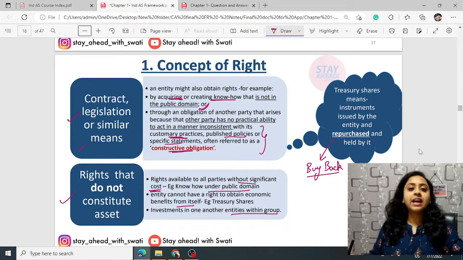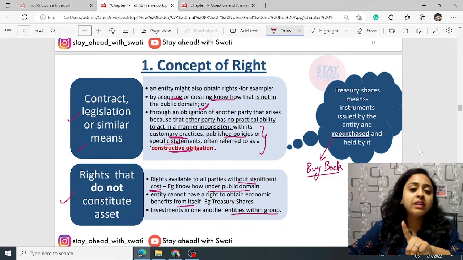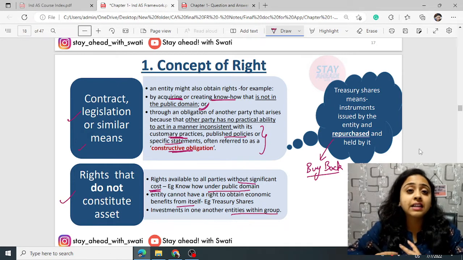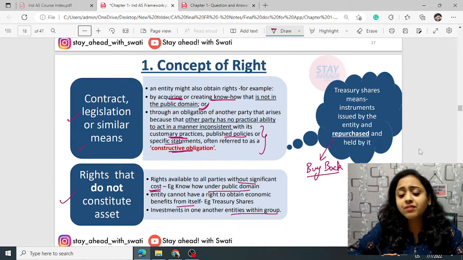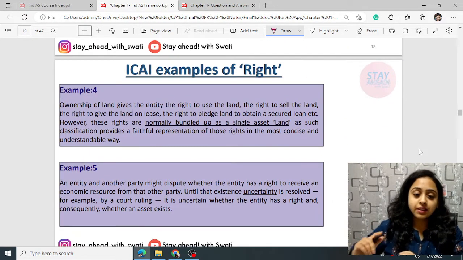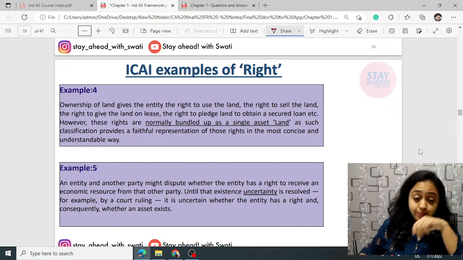Is it alright? Can we move ahead? We have learned 3 key aspects. First was control. We have learned control and 4 points about that. Next comes control, and other than that comes future potential of future benefits. Okay, can we move ahead? Let's do it. There are 2 examples to make your right concept understand better.